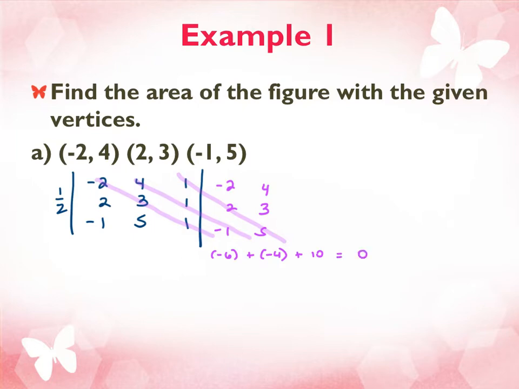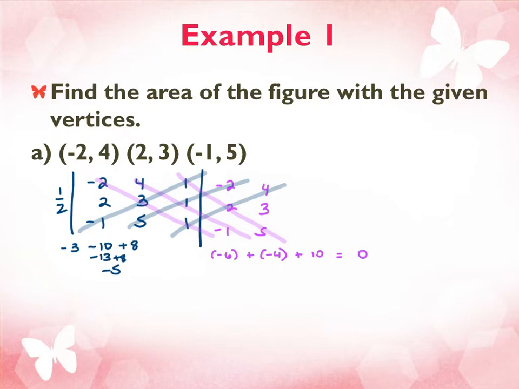Then I'm going to come back the other way. Diagonals top right, bottom left. So 1 times 3 times -1 is -3. -2 times 1 times 5 is -10. 4 times 2 times 1 is +8. I get -13 plus 8 or -5.